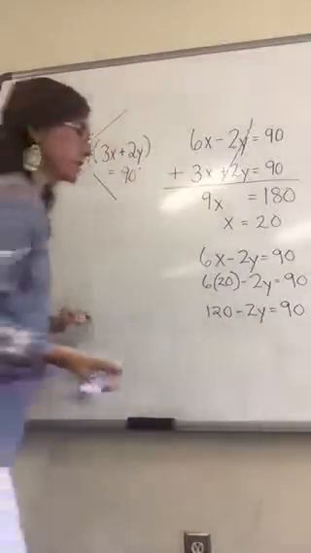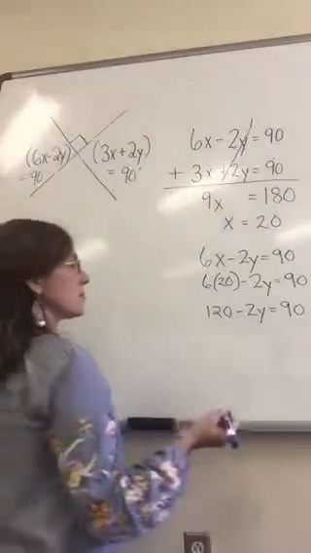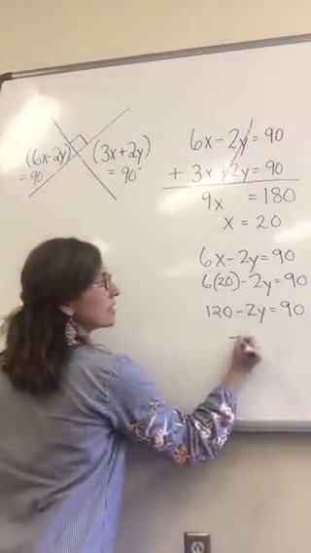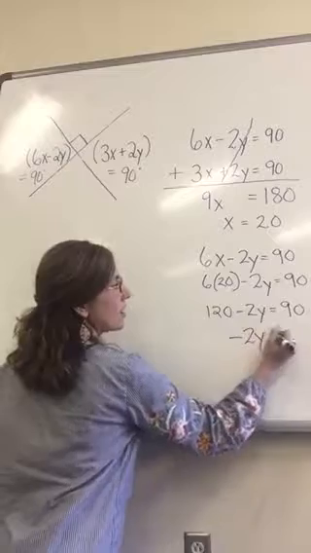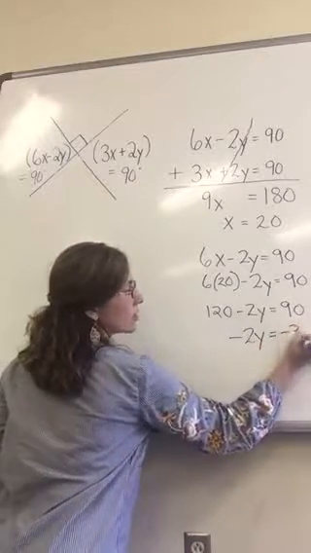Now I just need to solve this like any other equation. I'm going to subtract 120 from both sides. I'm going to have negative 2y equals negative 30.